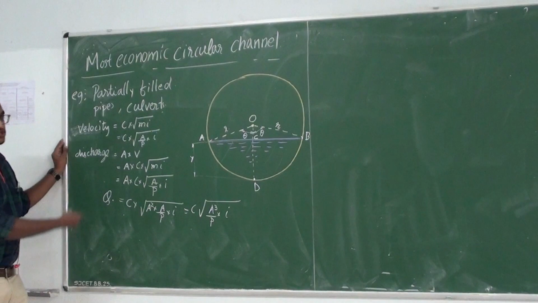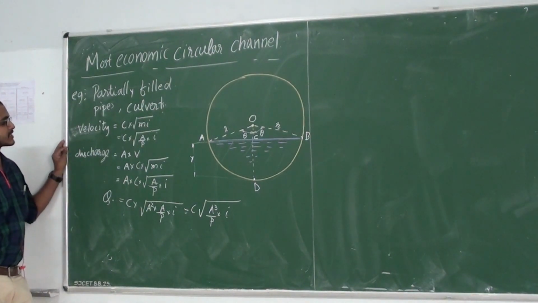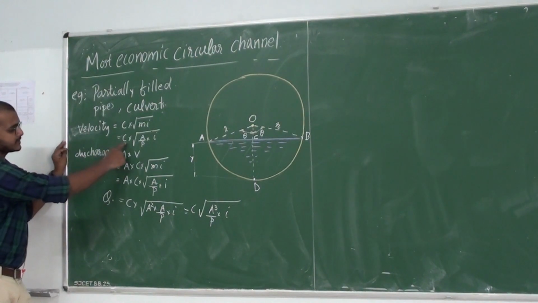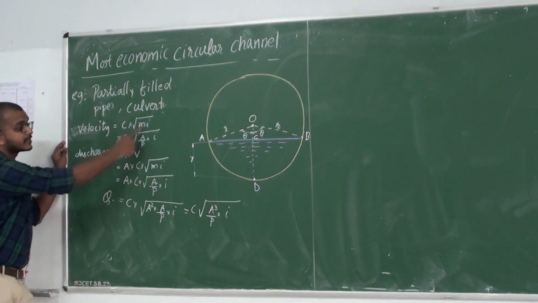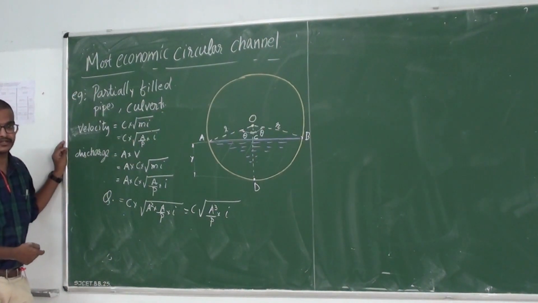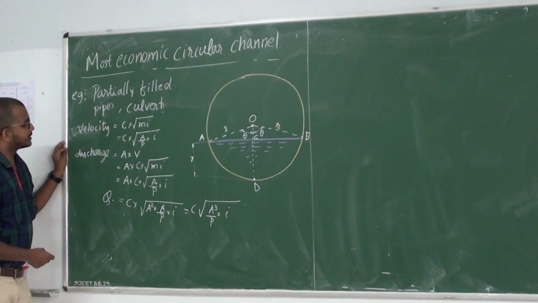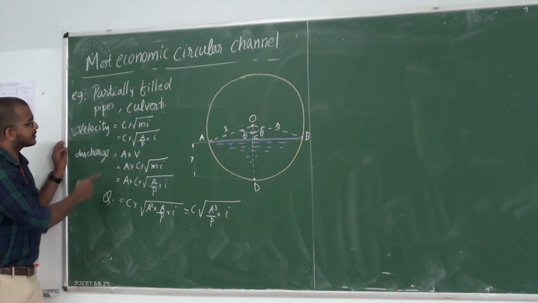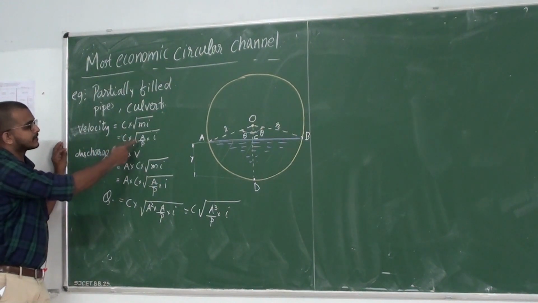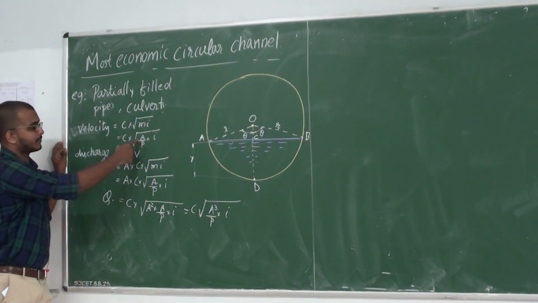Now, let us look at the basic equation. Velocity V is equal to C into square root of m i, where m is the hydraulic mean radius, area by perimeter, and i is the slope of the channel bed. Just look at this equation. The velocity is proportional to the square root of area by perimeter.